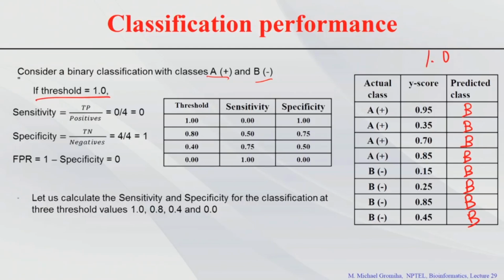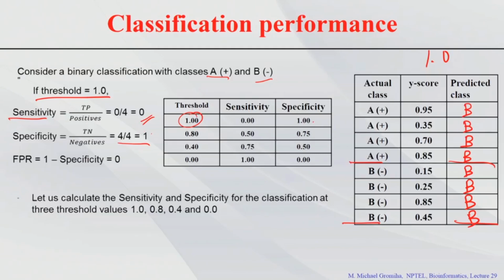Now you can calculate the sensitivity. Sensitivity is true positives by positives, but no A's are correctly predicted, so this is 0. Specificity: how many B's in the data set? 4 B's. How many B's are correctly predicted? All 4 are correctly predicted, so 4 by 4 is equal to 1. So for threshold 1, sensitivity is 0 and specificity is 1. The false positive rate is equal to 1 minus specificity, so specificity is 1, so this is equal to 0.